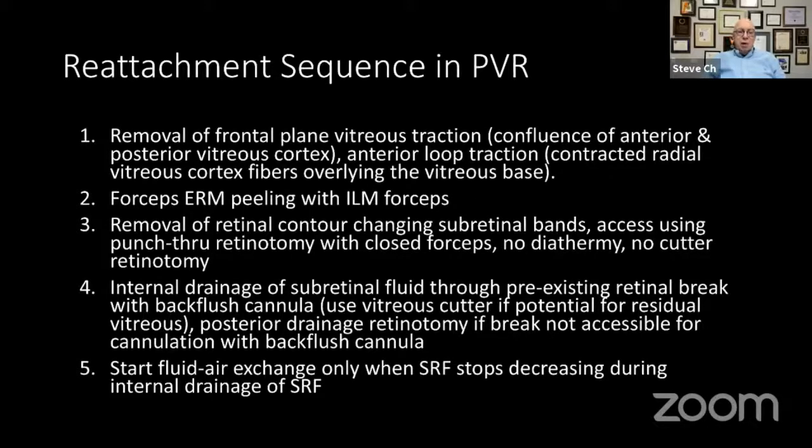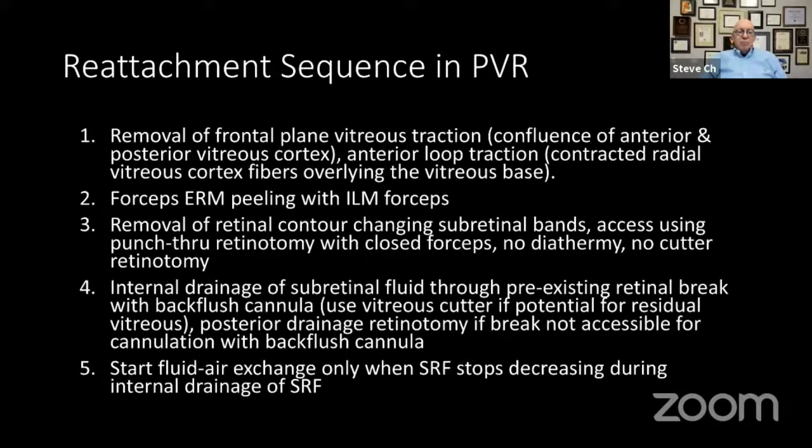So what do I mean by reattachment sequence? First, we remove the frontal plane vitreous traction. Why do I call it frontal plane? Because there's no core vitreous in PVR. It's the confluence of the anterior and posterior vitreous cortex, as well as anterior loop traction. Some people call that anterior PVR membranes, which is a misnomer. It's just contracted radial vitreous cortex fibers overlying the vitreous base that pull the equator of the retina anteriorly.